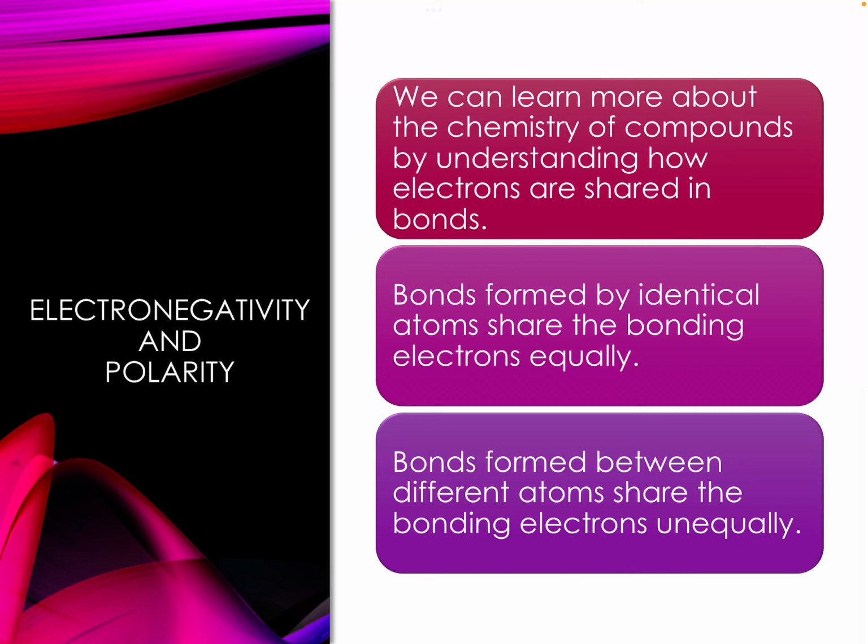Alrighty, so we've been looking at how the electrons are arranged around the central atom, which is really helpful in determining the shape of our molecules. And that can tell us a lot about the properties of our molecule. But it's also important to understand how the electrons are being shared in these bonds.